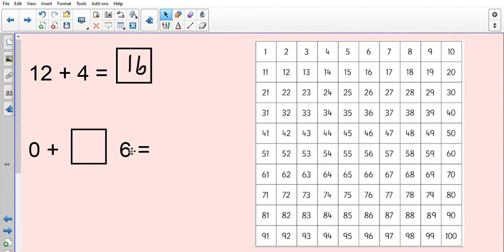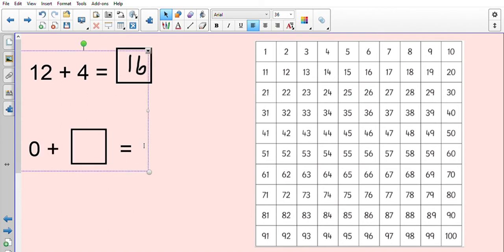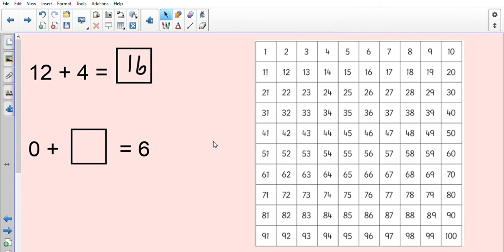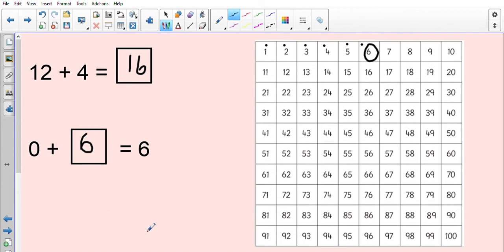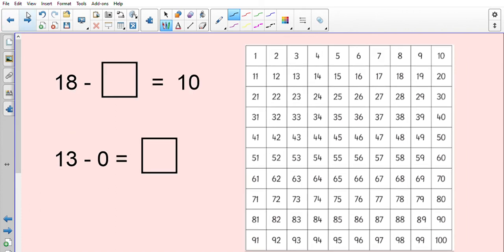0, add something. Oh, that's the wrong way around, guys. Let me just switch it. 0, add something equals 6. So I'm starting on 0, which I know is kind of here on the 100 square. I'm adding a number and then I'm going to land on 6. How many, if I start on 0, do I need to add until I get to 6? 0, 1, 2, 3, 4, 5, 6. So 0, add 6 more, equals 6. Fabulous counting.